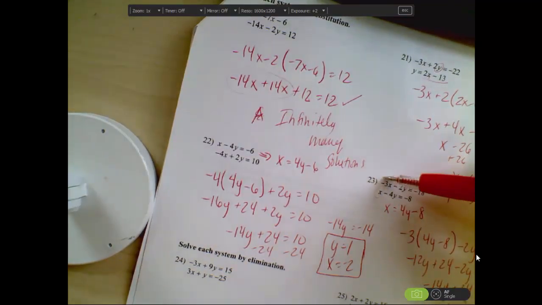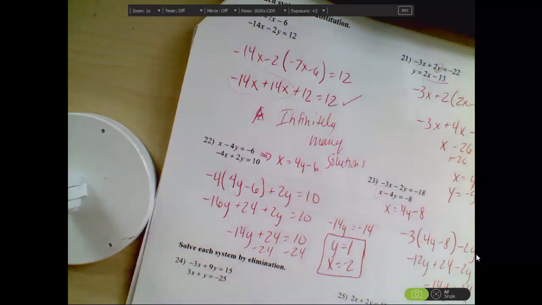So now if we check, negative 3 times 4 is negative 12. Negative 2 times 3 is negative 6. Negative 12 and negative 6 is negative 18. See, even teachers make mistakes sometimes.